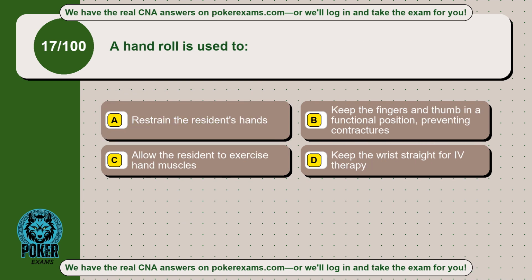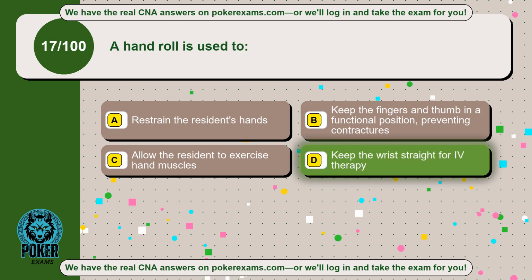Question 17. A hand roll is used to: Option A, restrain the resident's hands. Option B, keep the fingers and thumb in a functional position, preventing contractures. Option C, allow the resident to exercise hand muscles. Option D, keep the wrist straight for therapy.